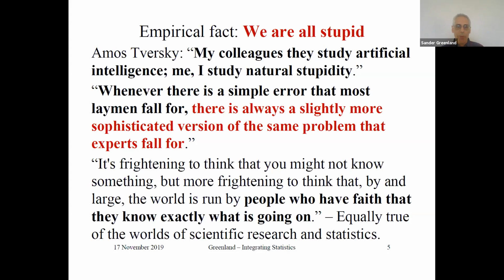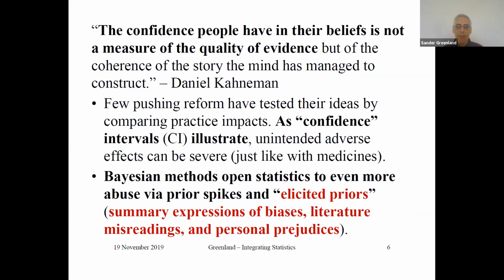But this shouldn't be surprising, given that whenever there's a simple error that most laymen fall for, there is always a slightly more sophisticated version of the same problem that experts fall for. And it's frightening to think that you might not know something, but more frightening to think that by and large, the world is run by people who have faith that they know exactly what's going on. And that's equally true of the worlds of scientific research and statistics. The confidence people have in their beliefs is not a measure of the quality of evidence, but of the coherence of the story the mind has managed to construct. That's from Daniel Kahneman, Econ Nobel Prize winner.